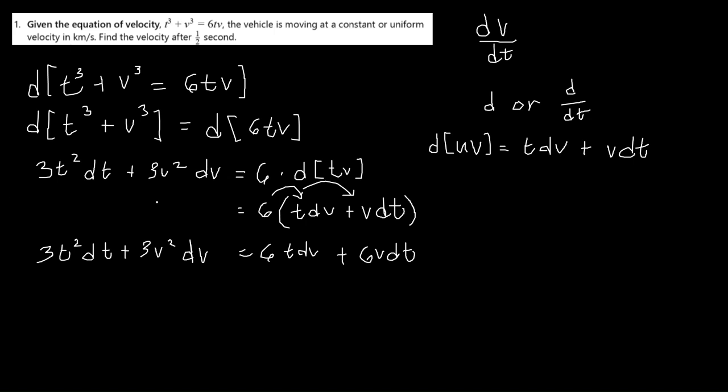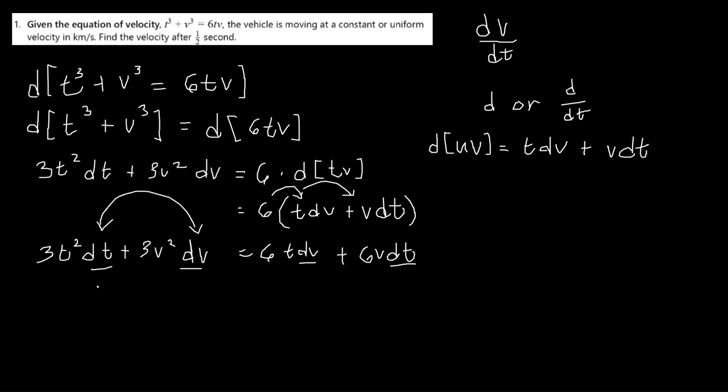Okay, now that you differentiated or found the derivative of all terms, we're going to have to group them in terms of their derivative. So as you can see, the ending of 3t squared is dt, 3v squared is dv. Meanwhile, this one, 6t dv and 6v dt. So you can see a pattern here. They all end with the derivative of this one, right?